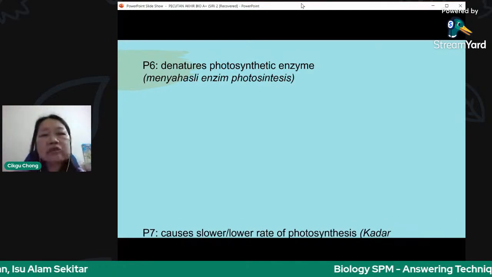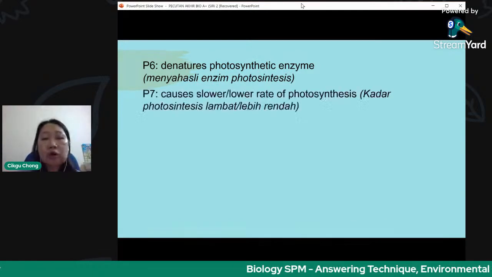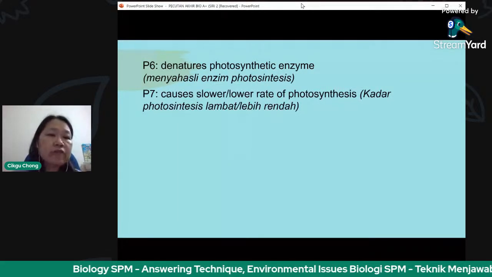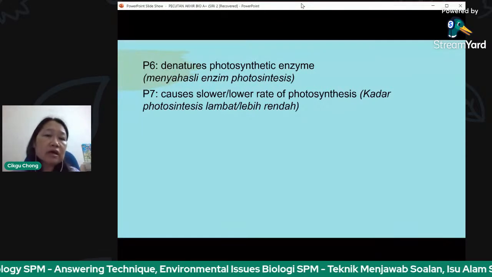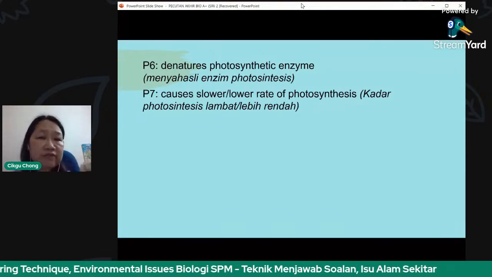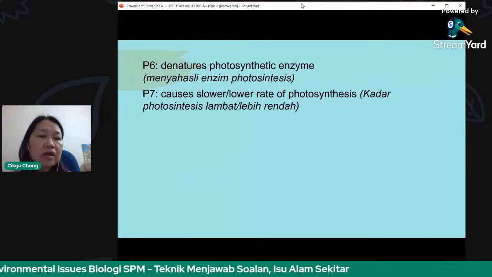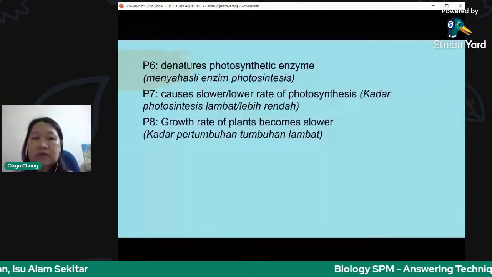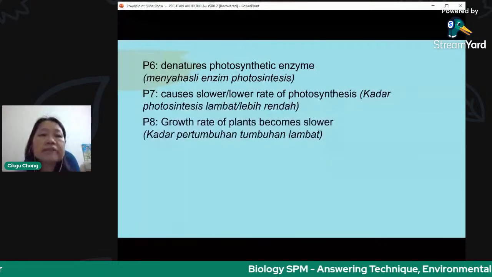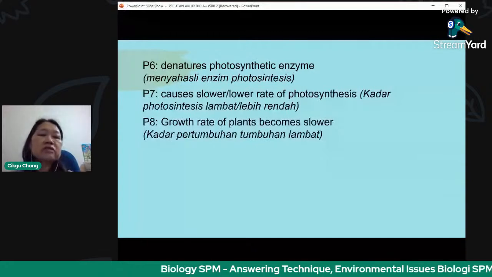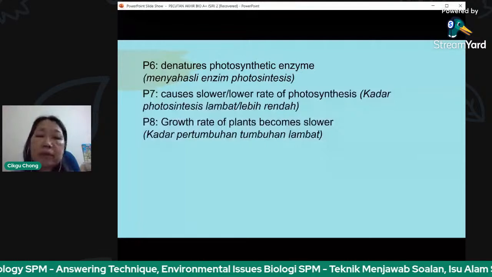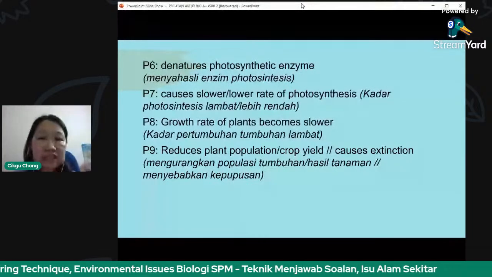Okay, now, so it causes a lower rate. When you say rate, by right, you should say lower rate of photosynthesis. So the enzyme, the photosynthesis is not as fast because the temperature has risen. And then the growth rate of plants becomes slower because the rate of photosynthesis reduces. So it is going to be slower, all right? And then it reduces plant population. That means the crop yield becomes less, and it may also cause extinction. That means certain plants can die.